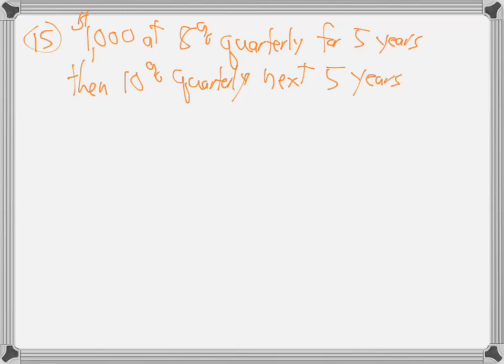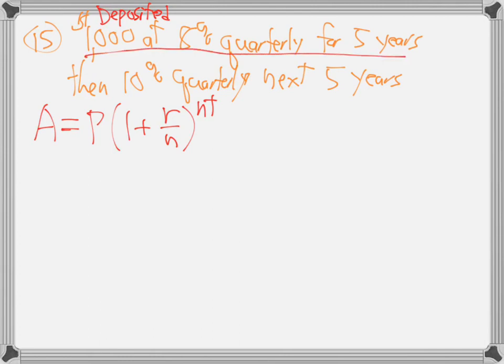Basically we're going to do this twice, aren't we? We're going to use the A equals P times 1 plus R over N to the NT formula. The 1,000 is the deposited amount. So they put 1,000 in an account at 8% quarterly for 5 years. Let's do just that first part right now. Where does the 1,000 go? This time it's P, because it's the principal put in. Did you catch that back when I described what the A and the P were? The A is the amount later. The P is the principal you put in now that grows to become a bigger amount later. So 1,000 now.